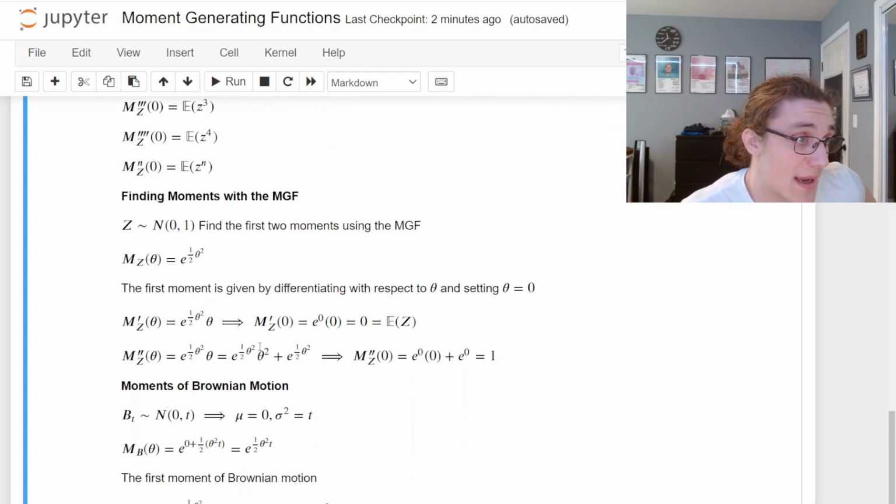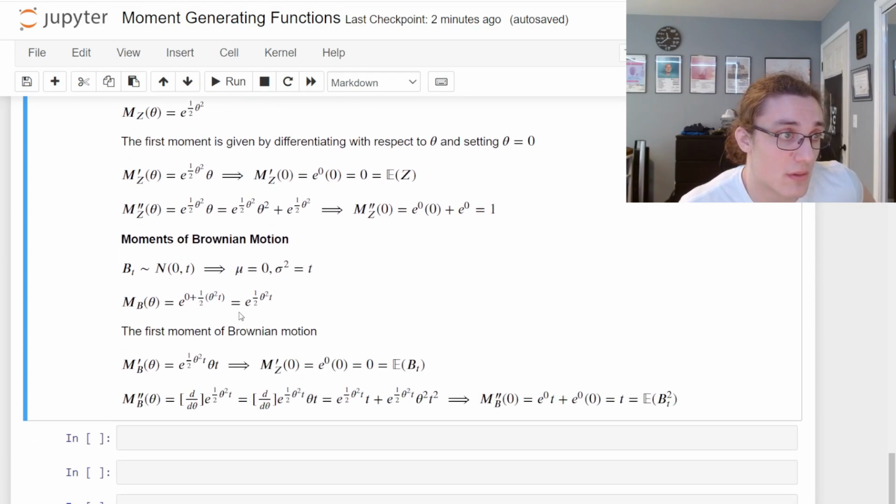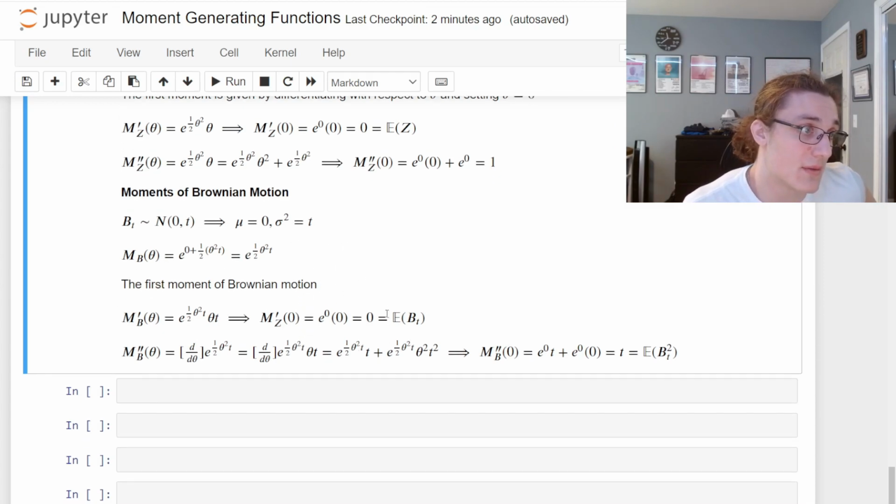And then we showed how to find the first two moments of a standard normal random variable using the moment generating function. Then we applied the general moment generating function to the case of a Brownian motion, that is a mean 0 and a variance of time step t. And then we showed here that the first two moments are in fact 0 and t.